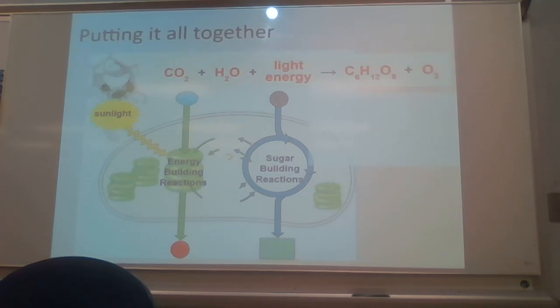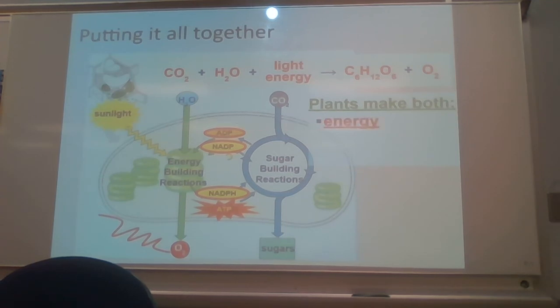So, if we put it all together, here's the total chemical reaction for photosynthesis: carbon dioxide, water, and sunlight yield glucose and oxygen. That's the net total reaction that we've looked at previously. There's water coming in for the energy-building light reactions, and that's where we generate our NADPH and ATP to build the sugars, and to release oxygen. We fix carbon dioxide, we reduce it to make our sugars. We recycle that ADP and NADP+ back to the light reactions.